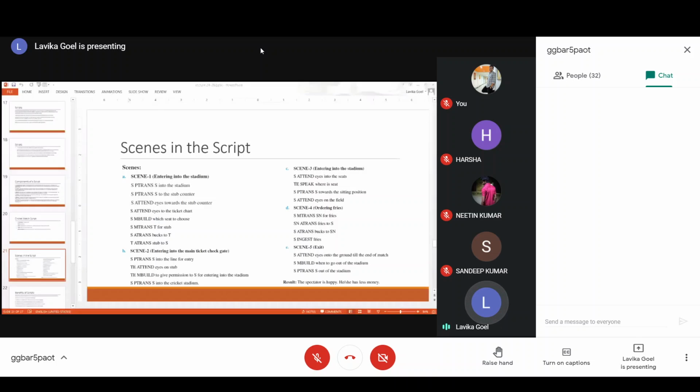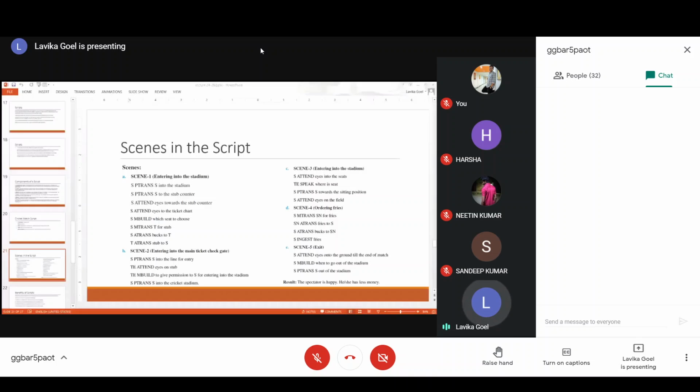Where he basically enters into the stadium and he's sitting at the particular seat which he got, and then he is watching the match. Then in between he is ordering fries, so that is why we have created another scene for that. Scene number 4, ordering fries. So SM trans SN for fries. SN is your snacks person, snack seller. So M trans is telling. So S, that means the spectator, is telling snacks person for fries. The snacks person A trans fries to S. That means giving fries to spectator.